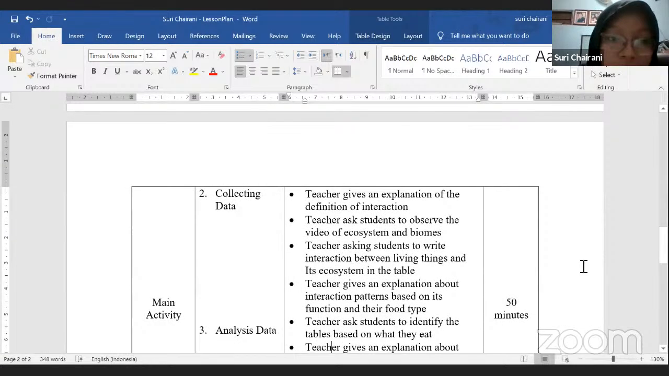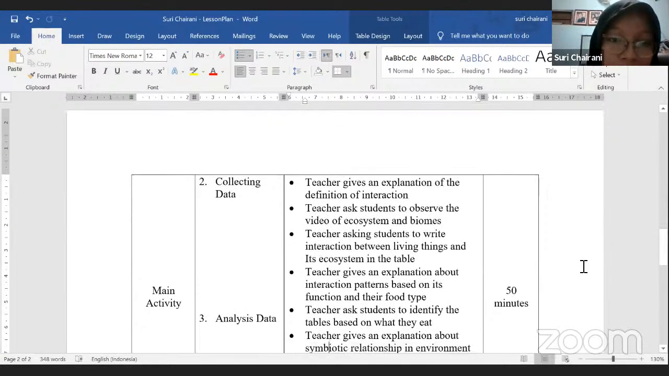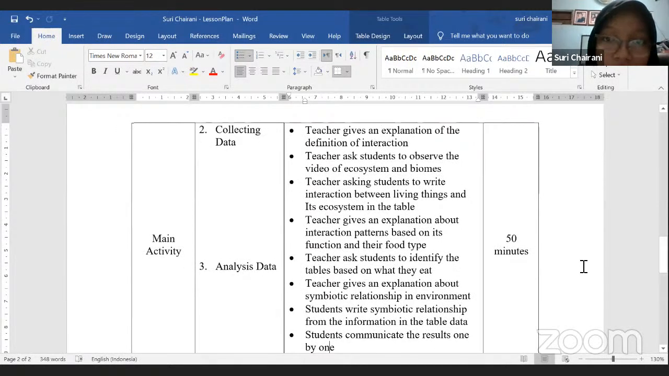And then the second one is collecting the data. It is included in the main activity. First, the teacher gives an explanation, because I chose the lecturing strategy, and then discussion. Then the teacher asks students to observe the video, and the students write the interaction between living things and their ecosystem or habitat in the worksheet that I published.